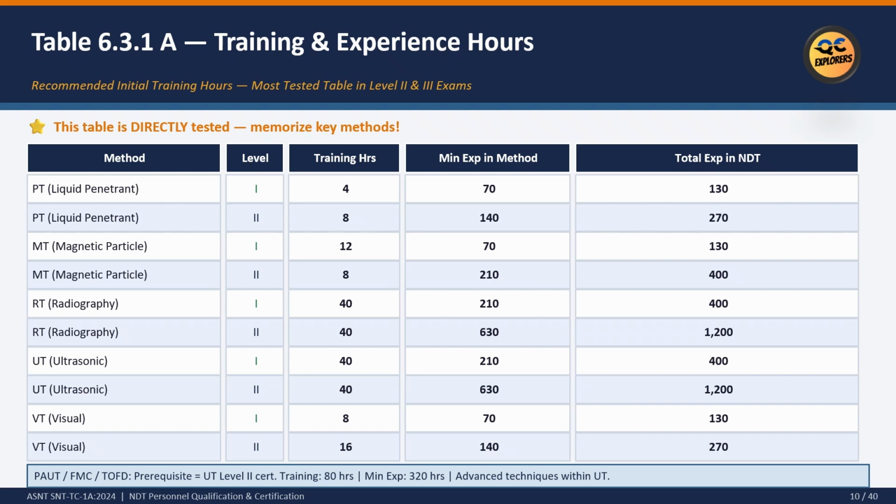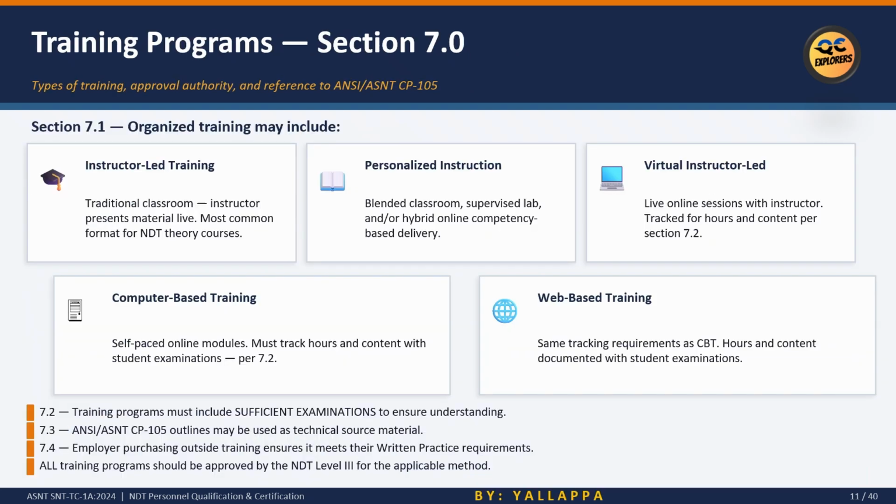RT Level 2 has similar requirements. Also remember advanced UT techniques such as PAUT, FMC, and TOFD require UT Level 2 as a prerequisite, and additional advanced training and experience are mandatory. This section is directly used in certification audits and interview evaluations.